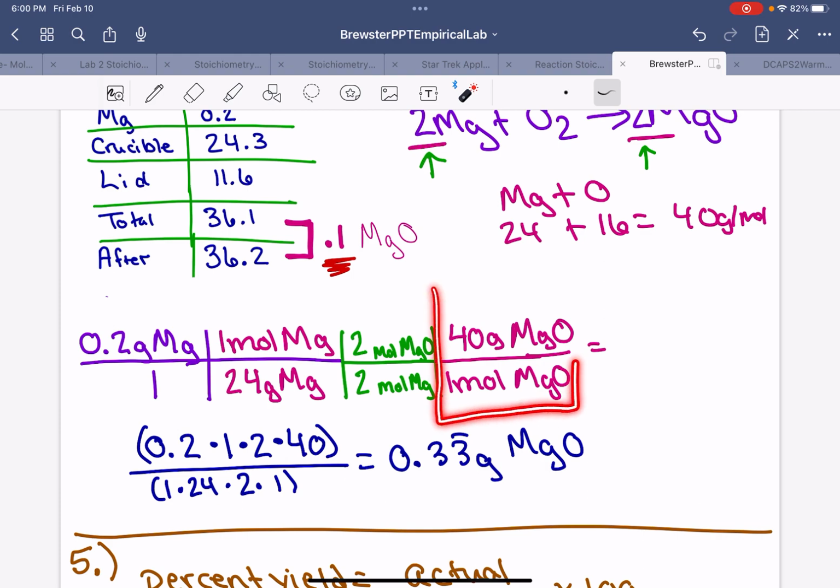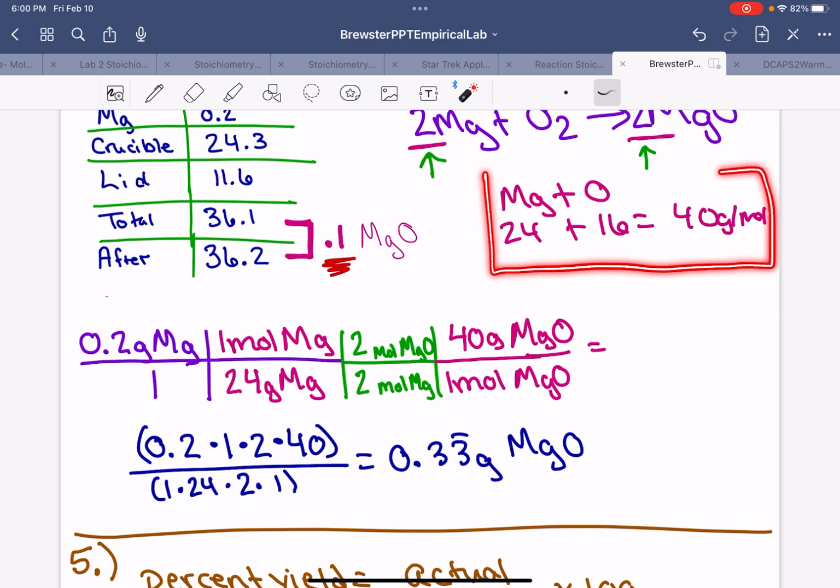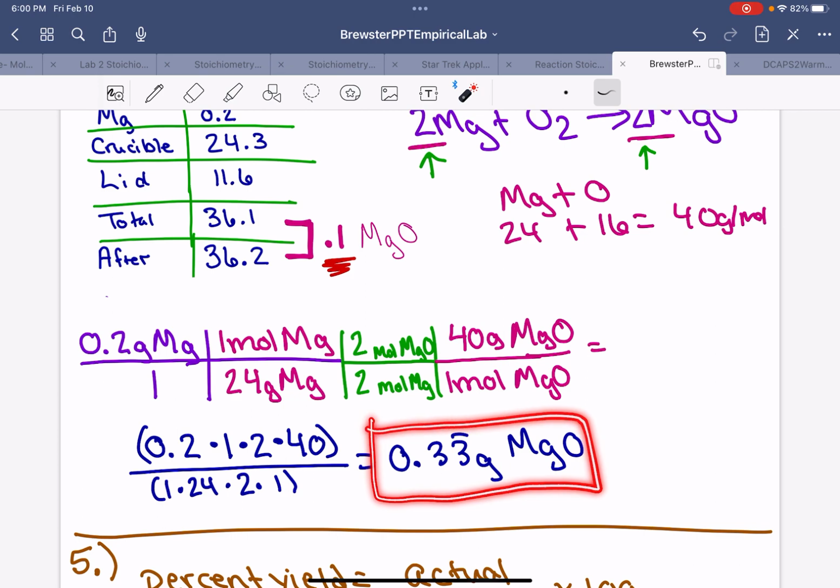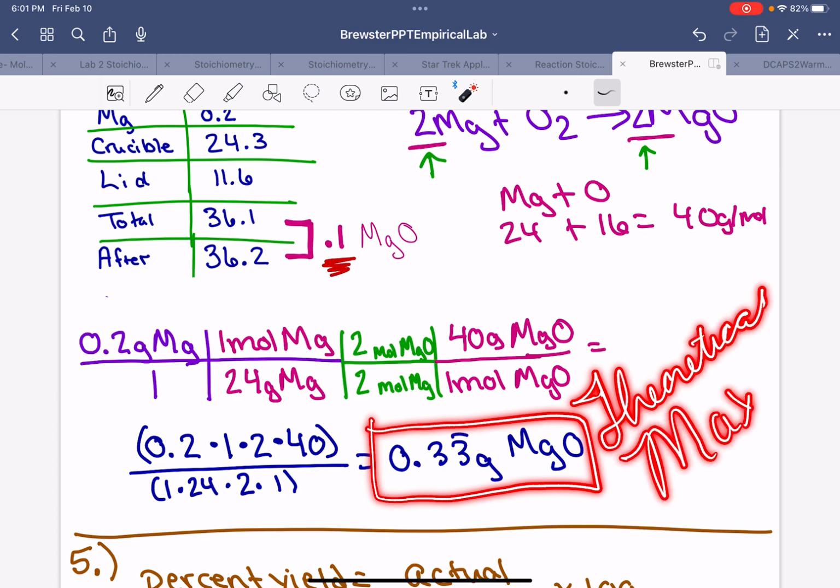Then the last step is the same as what we've been doing. Since I have moles on top, I've got to put moles on bottom. And then I've got to get what my molar mass of magnesium oxide is. So I add up my parts and I get 40 grams. Then I'm going to do my math: 0.2 times 1 times 2 times 40, divided by the product of 1 times 24 times 2 times 1. I get 0.33 grams. This is my theoretical, or the max.